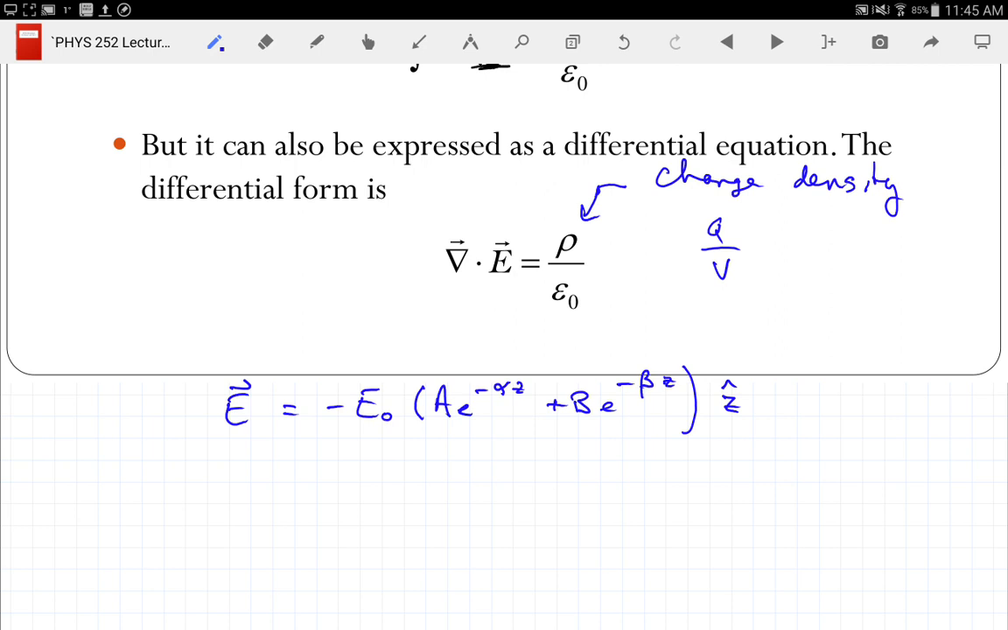Now let's start with the simplest of things. What direction is the electric field pointing?